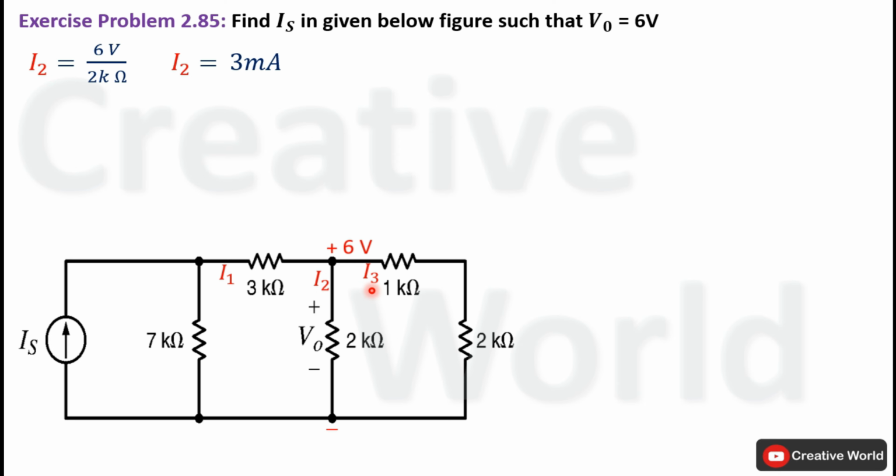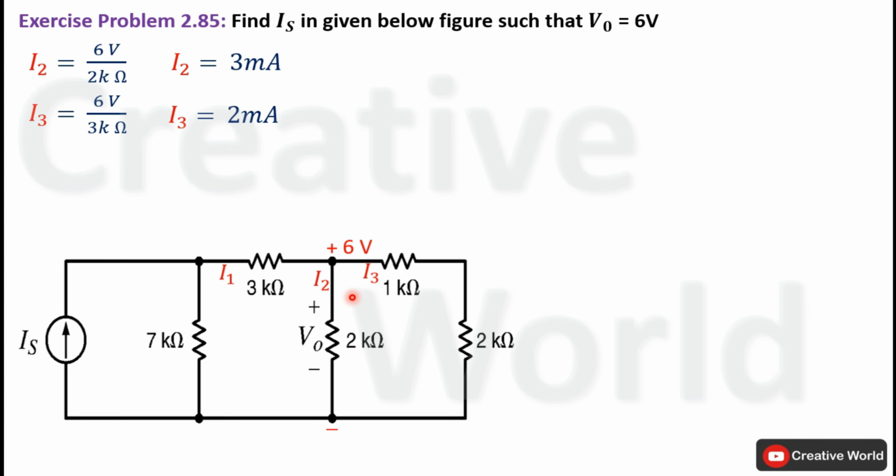Similarly, current I3 will be calculated by dividing 6 volt by the value of resistance of this branch. 6 volt divided by 3K. Here 3K is the sum of both resistances because both of these are connected in series. So the equivalent resistance of this branch will be equal to the sum of both resistances. 6 volt divided by 3K will result in 2 milliampere. We have calculated the values of current I2 and I3.